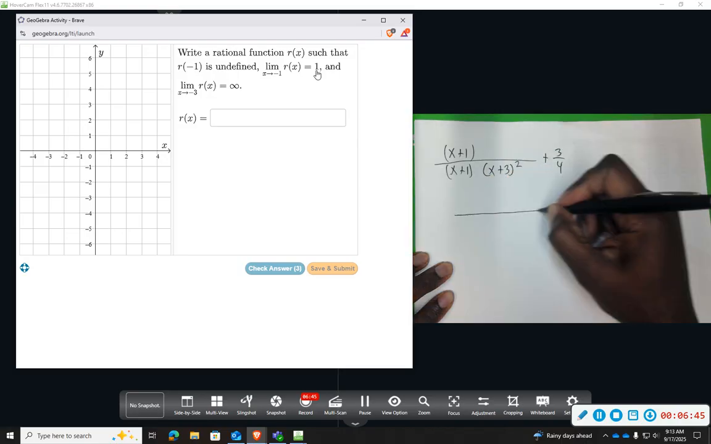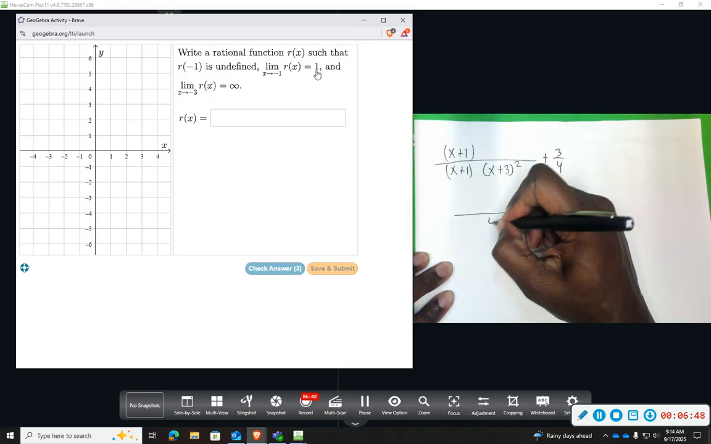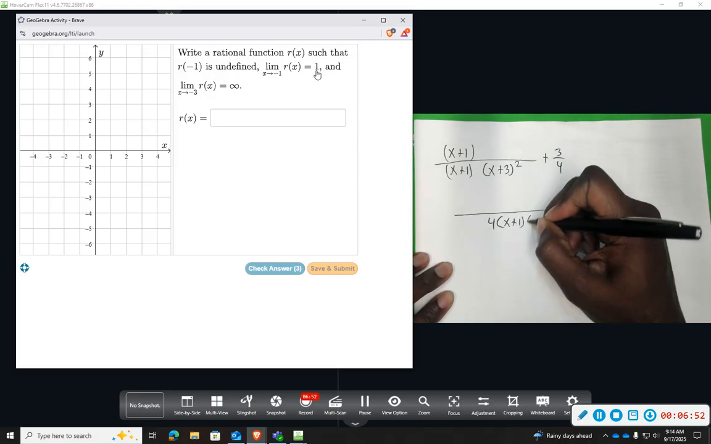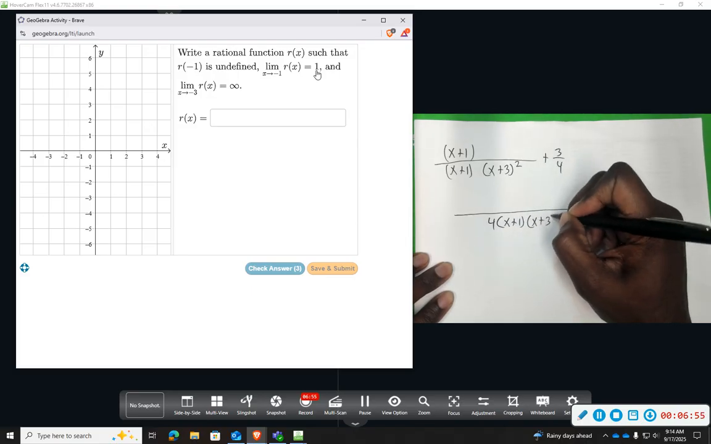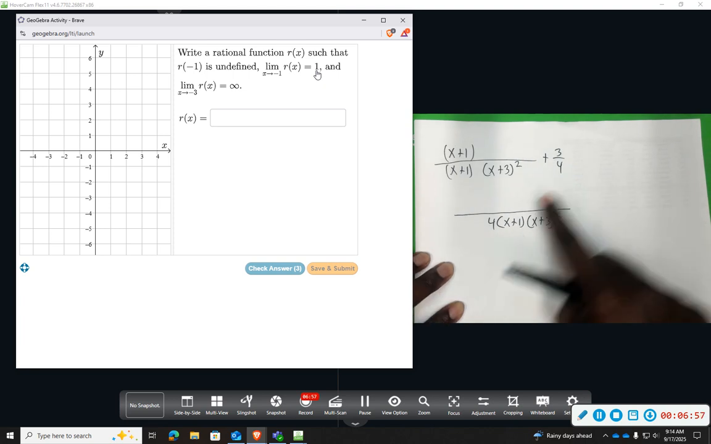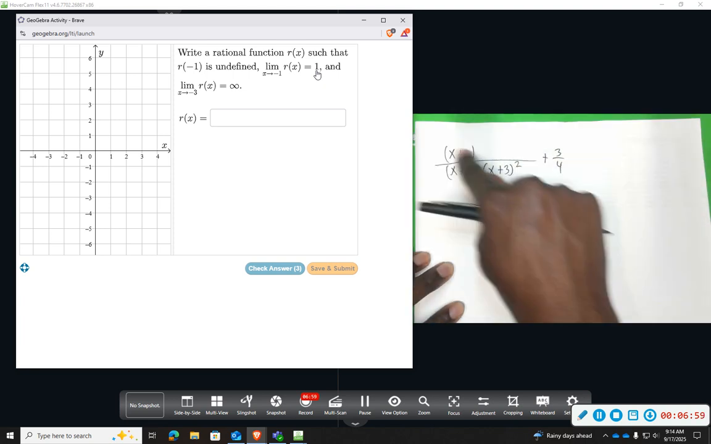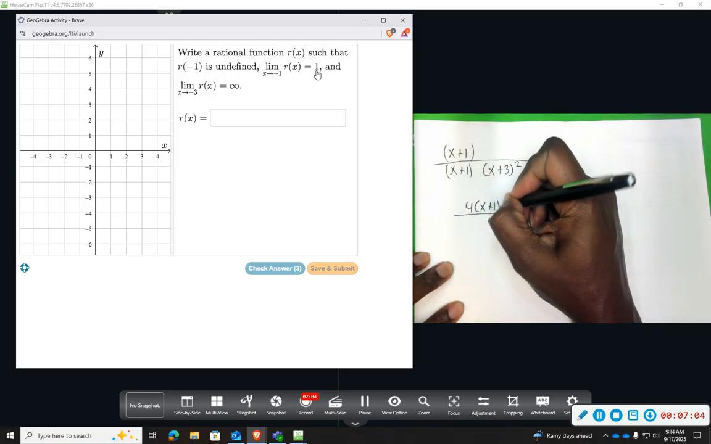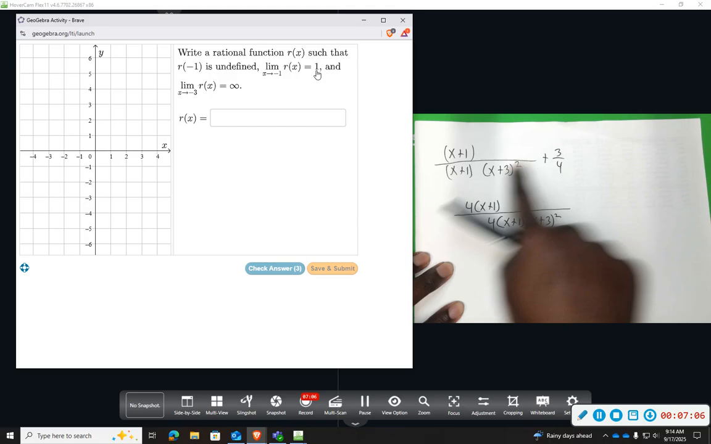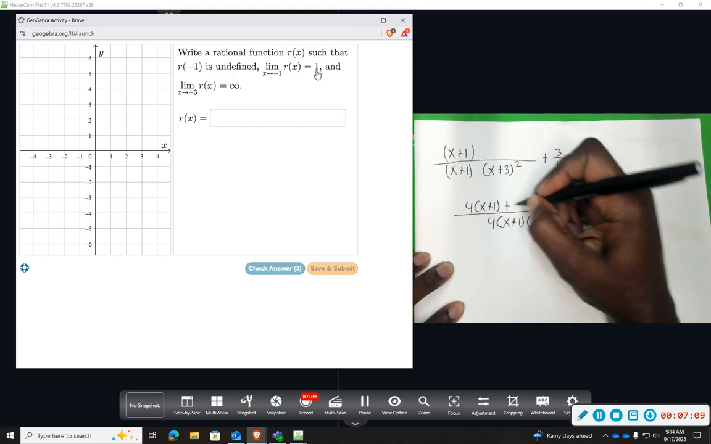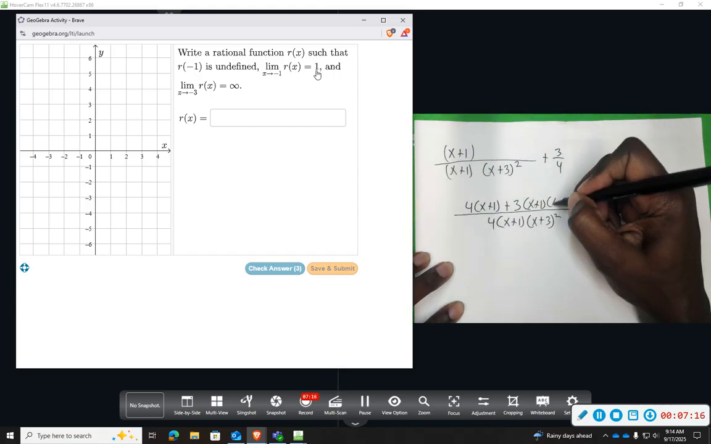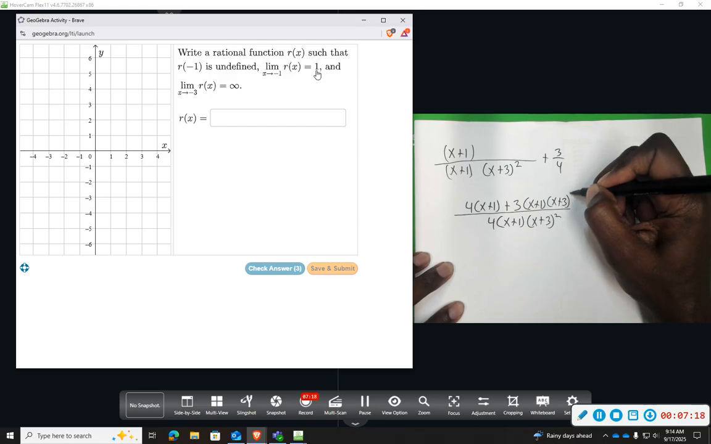So I'll have a common denominator by just multiplying a 4 out front, and then giving me x plus 1, and then the x plus 3 squared. So that's my common denominator. Now if I multiply the 4 over here, that will give me 4 times x plus 1. And then if I multiply this whole thing times 3, that's going to give me a plus 3 times the x plus 1 and times the x plus 3 squared.